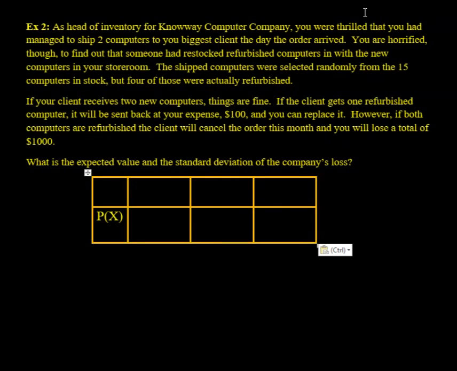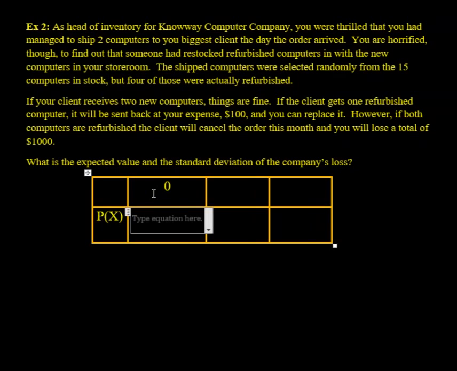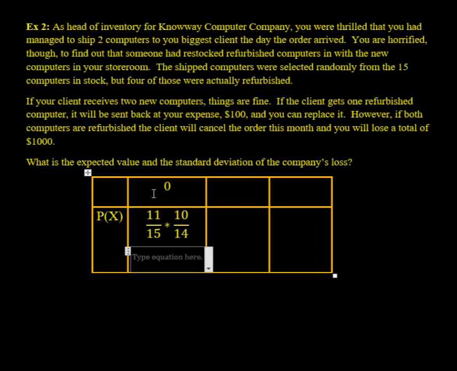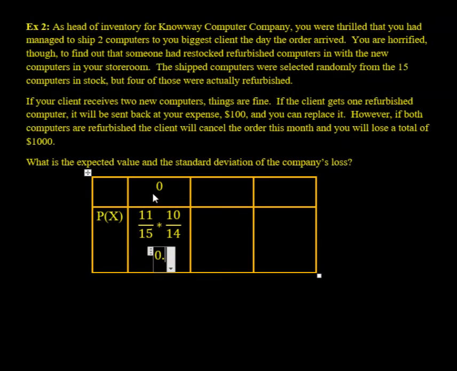So we're going to do a probability model here. Independence doesn't apply, but we can calculate the probability of these changing things. So $0 in loss is the probability of having good computers, 11 out of 15 times 10 out of 14, because you've already got a good computer. Now the good computers drop and the other computers you drop. This comes out to be 0.5238.